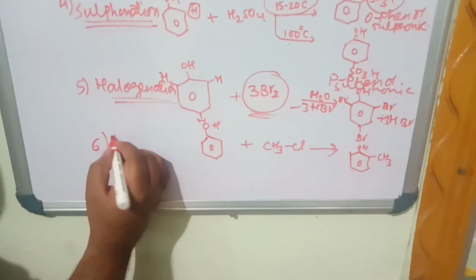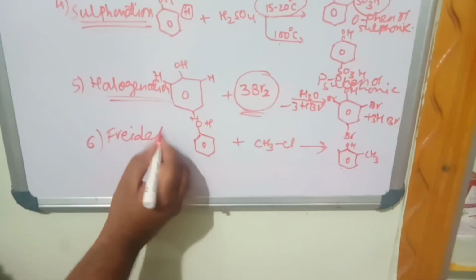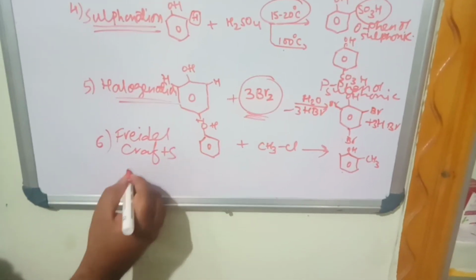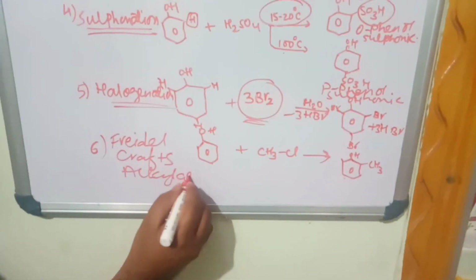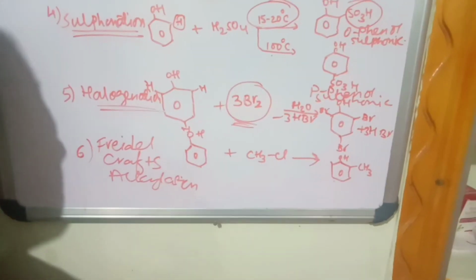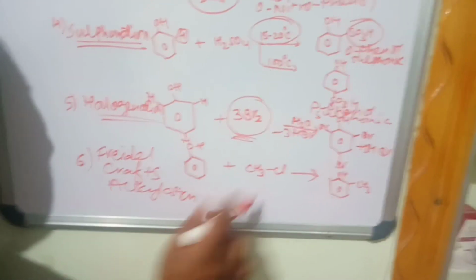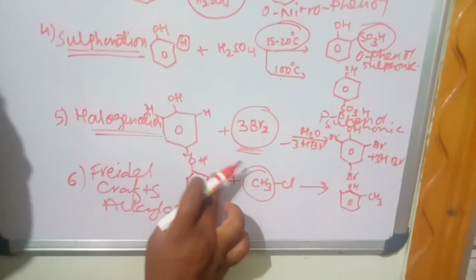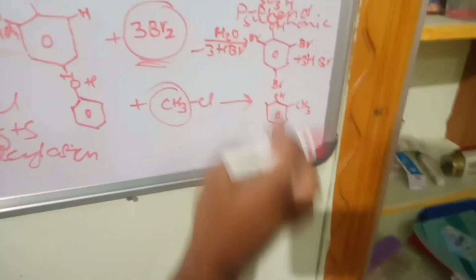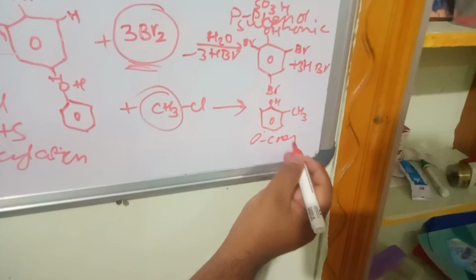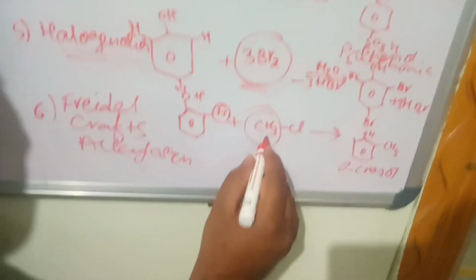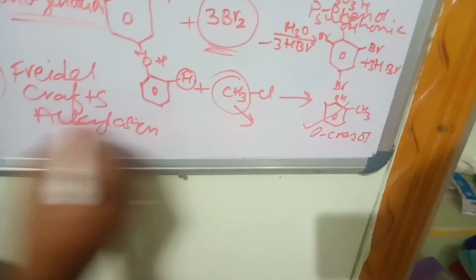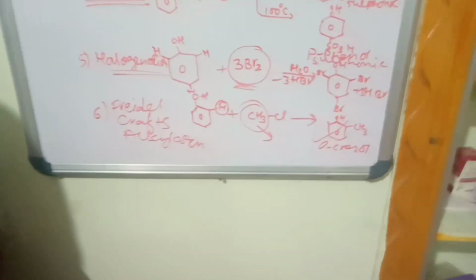The next example is Friedel-Crafts alkylation, like benzene alkylation. Alkylation means replacement of hydrogen of benzene or an aromatic compound by an alkyl group. If it is replaced with a methyl group, it forms 2-methyl phenol, which is called orthocresol. Replacement of hydrogen by an alkyl group is called Friedel-Crafts alkylation. So these are the 6 different types of reactions.